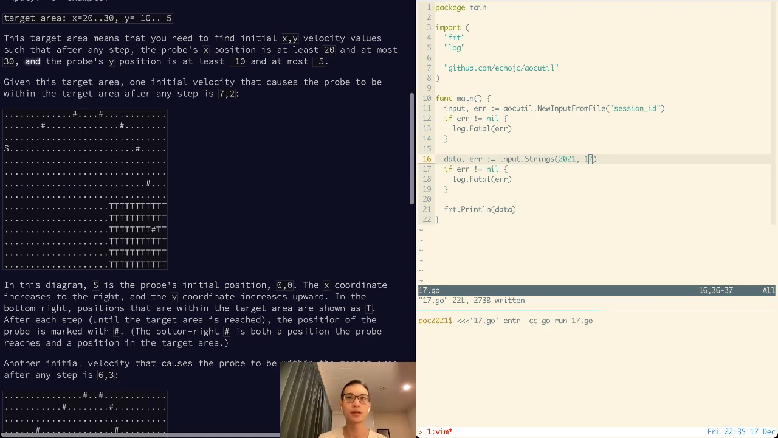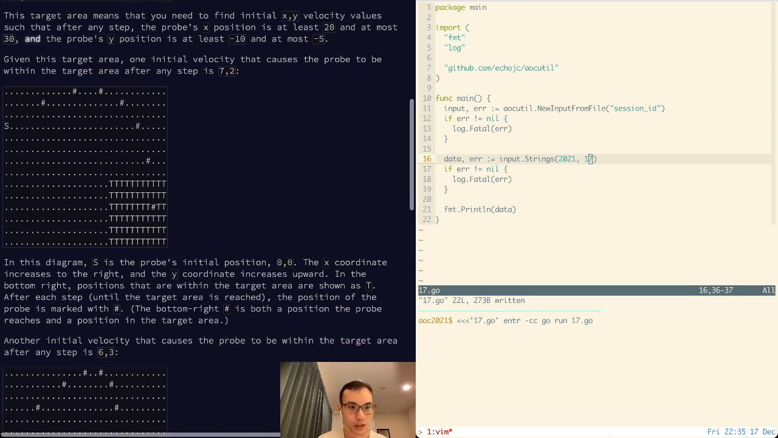So we can treat this independently, right? You just shoot it up and you want it to be dropping down, shoot it as high as you can so that it drops down, and once it passes zero, it still lands within the area.